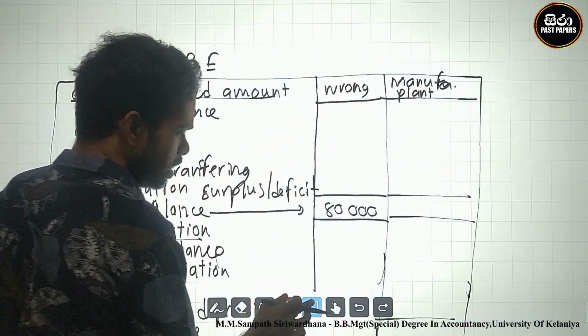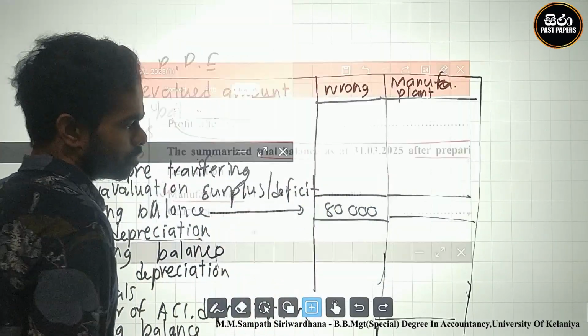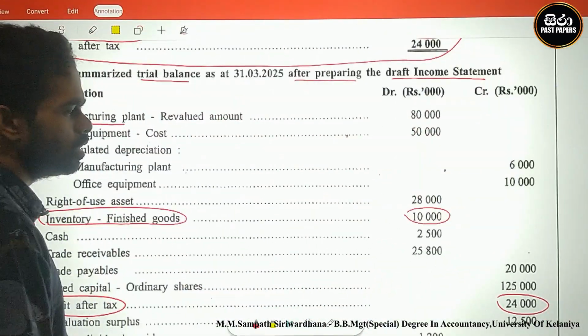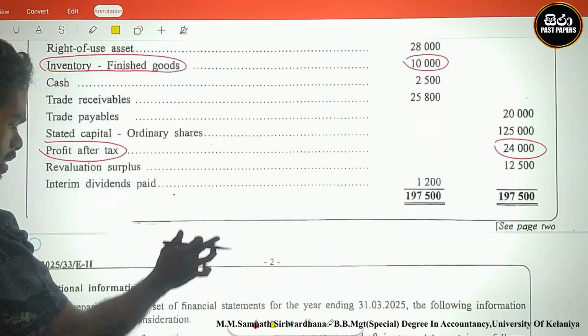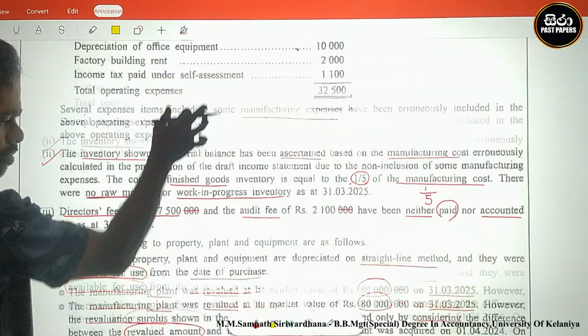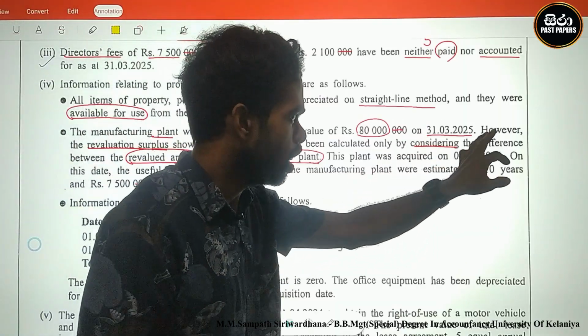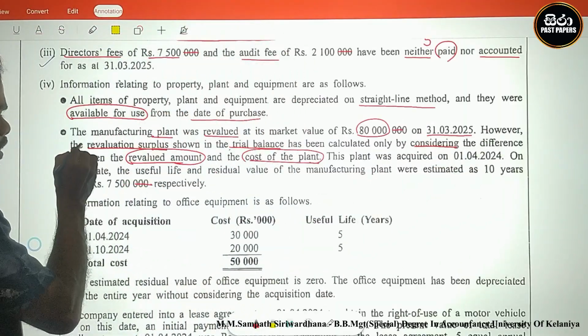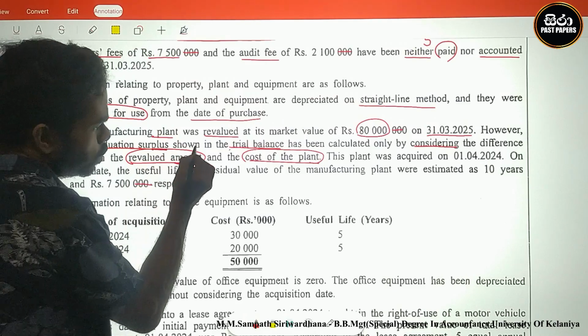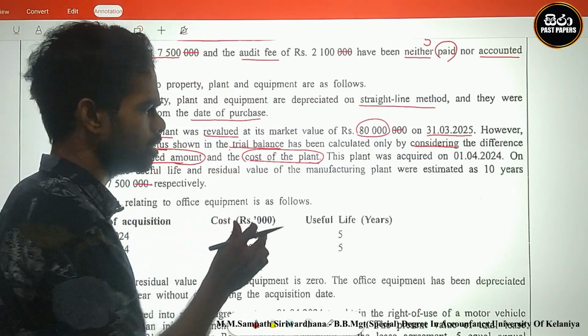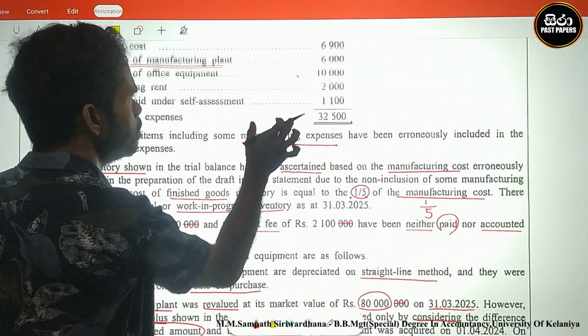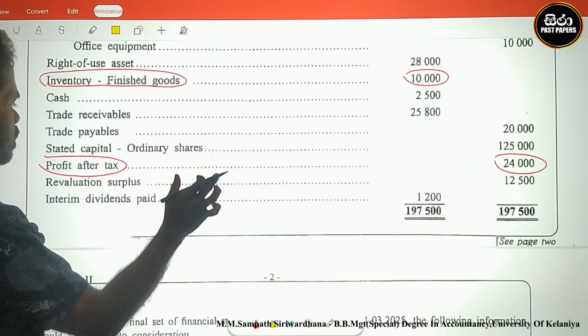Okay, at that time they said another one. They said another information. Okay, closing. However, the revaluation surplus shown in the trial balance. What is that? Revaluation surplus in the trial balance. Look here.